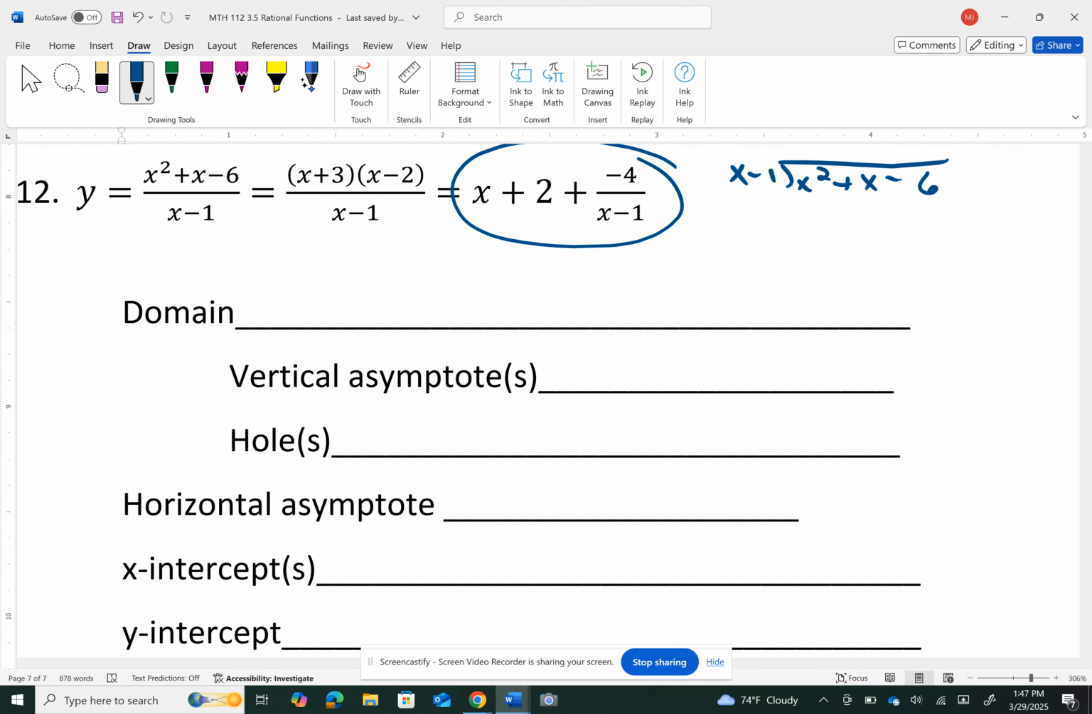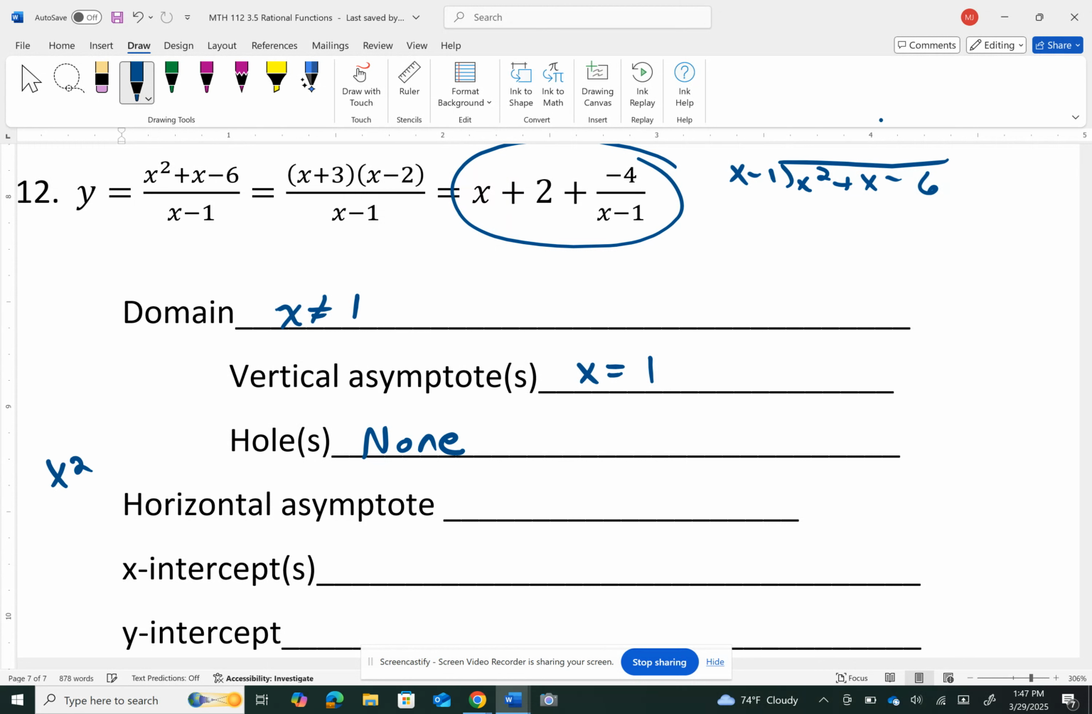All right, so looking at this, the domain would be all real numbers except 1. And then that x minus 1 factor was unable to be removed, so that means it's going to be a vertical asymptote at x equal 1. There are no other trouble spots, so we're not going to have a hole anywhere.